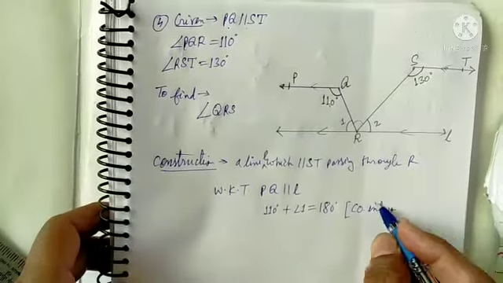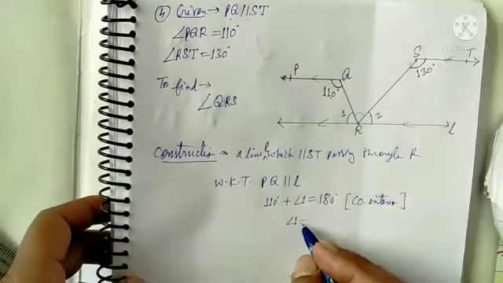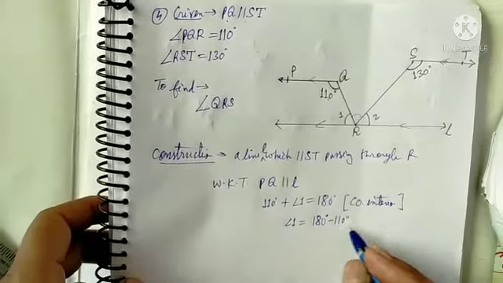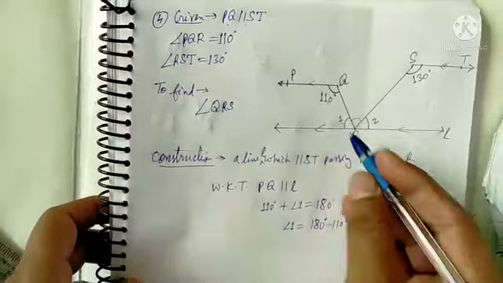Co-interior. Angle on the same side of transversal. Then angle 1 value will be 180 minus 110. What will come here if you subtract? 70 degree.